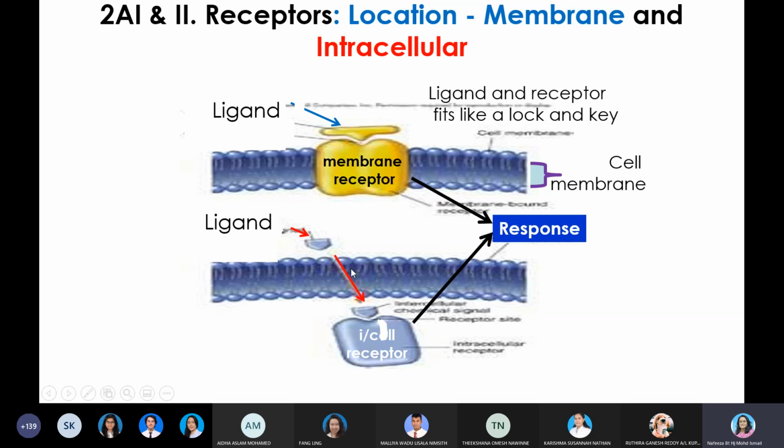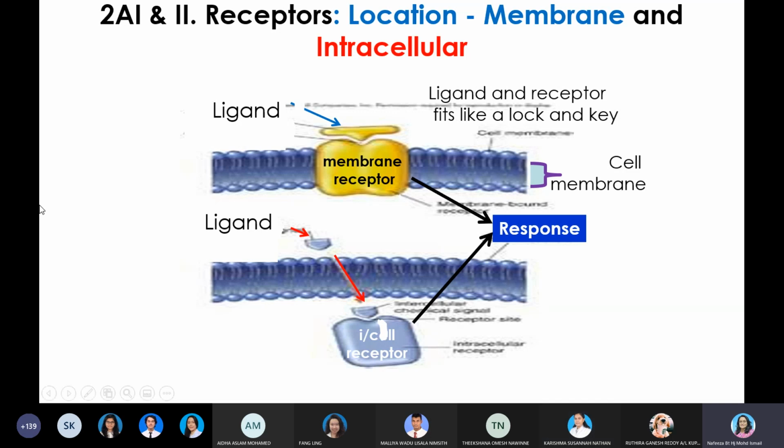So why is it so important? Why is it so important that we have to mention this? It's because when it is in the cell, it means the drug or the ligand has to cross the membrane. And yesterday in your pharmacokinetics lecture, what property must the drug have in order to cross membranes? Lipophilic. Should be lipophilic.